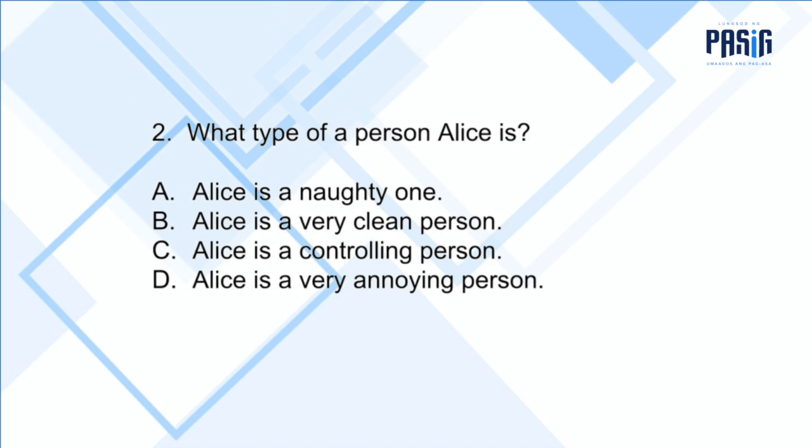Number 2. What type of person is Alice? Letter A. Alice is a naughty one. Letter B. Alice is a very clean person. Letter C. Alice is a controlling person. Letter D. Alice is a very annoying person.